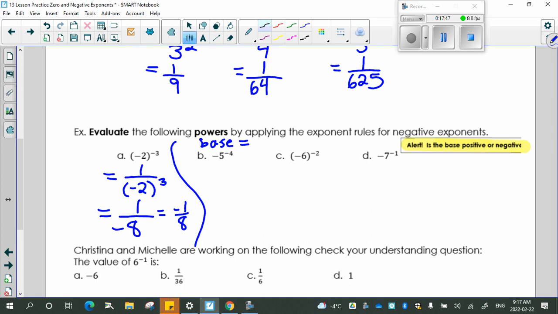There's no bracket, so what does that exponent apply to? The base is just the number that comes right before the exponent, so the base is only the 5 here. So that means you're going to leave the negative sign on top with your 1, and you're going to move the 5 to the 4th to the bottom. Your base is positive 5 because the negative is not in brackets. So leave the negative sign on top with the 1, and then figure out 5 to the 4th, which is 625.